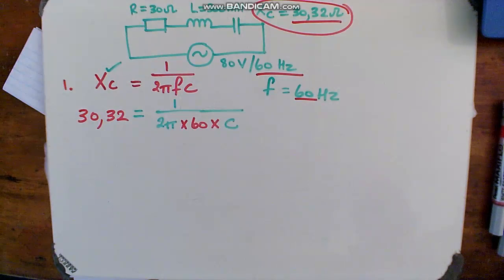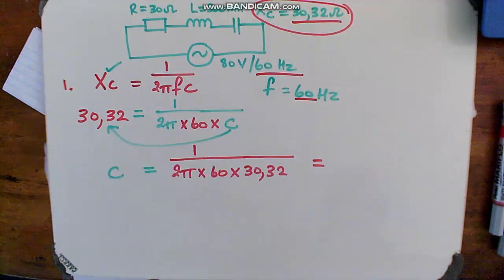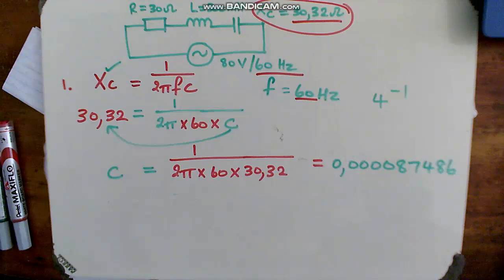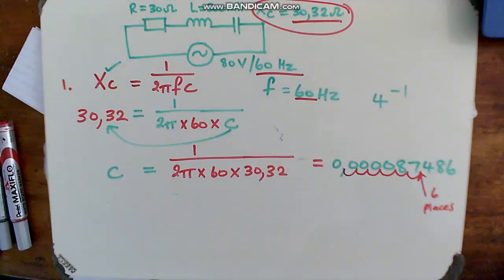Then on our calculator, we will get this answer of 0,000040,87486. Now move 6 places so that you can get microfarads. That answer at the moment will be in farads. So counting 6 decimal places, moving the comma 6 places to the right, it will then become microfarads.